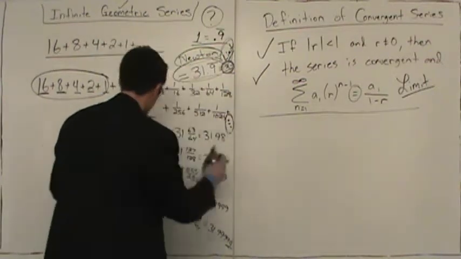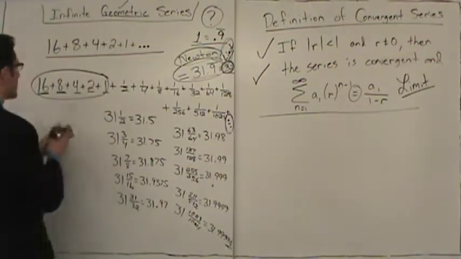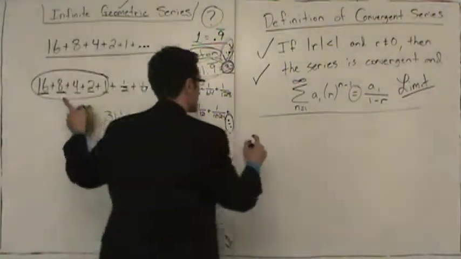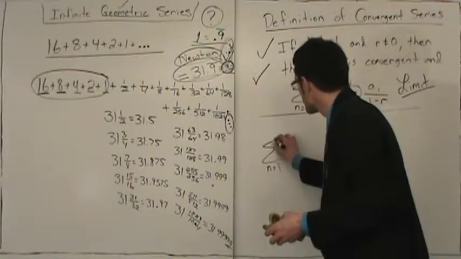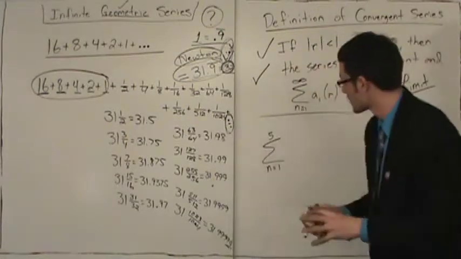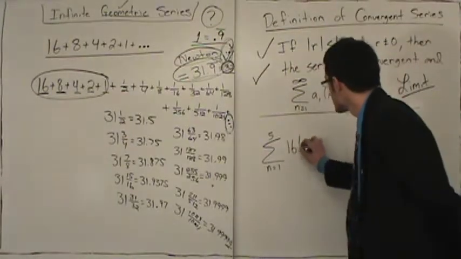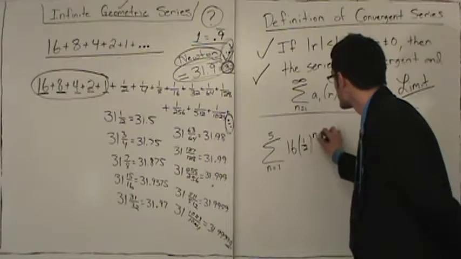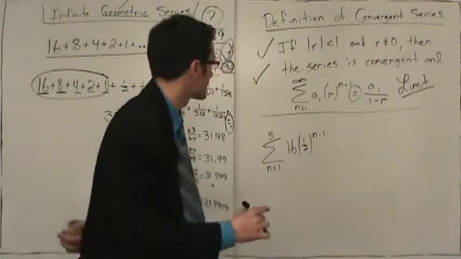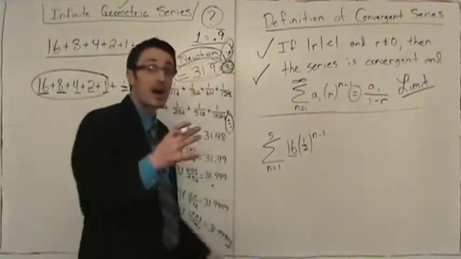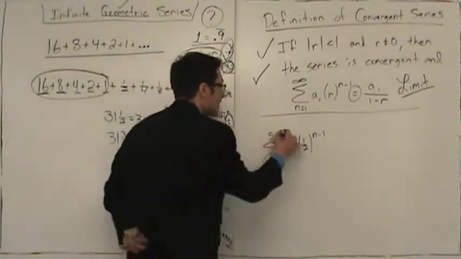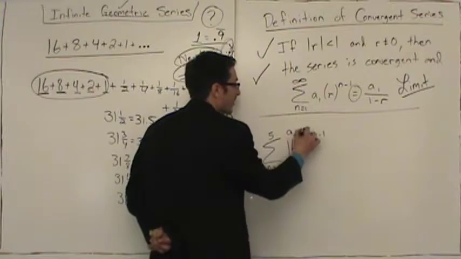All right, so let's look at this again. Now I'm going to write this in sigma notation. Sigma, n equals 1 to 5 of 16 times 1/2 to the n minus 1. This is what we did yesterday. Remember, this is a sub 1. Underline the 16. The problems are really easy, guys. Watch this. 16 is a sub 1, and the r value is 1/2.